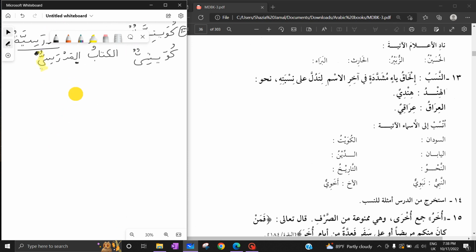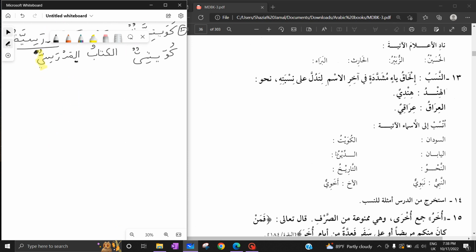So now what about the other countries? Dini, diniyun and diniyatun, both can be masculine and feminine. Nahw, nahwiyun. The easy ones I'm not writing, but I'll write nahwi. Nahwiyun, and nahwiyatun if it's feminine. And at-tarikh, tarikhiyun and tarikhiyatun.